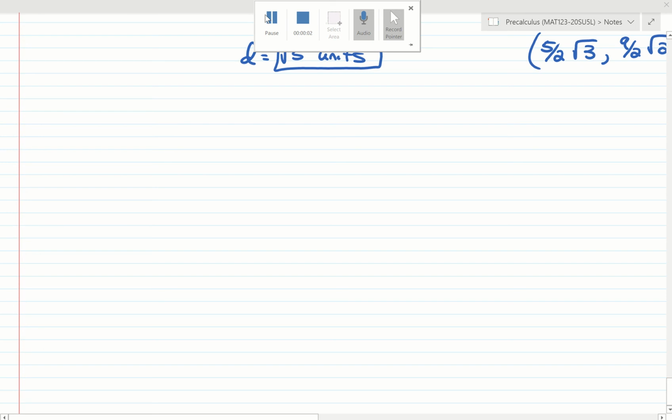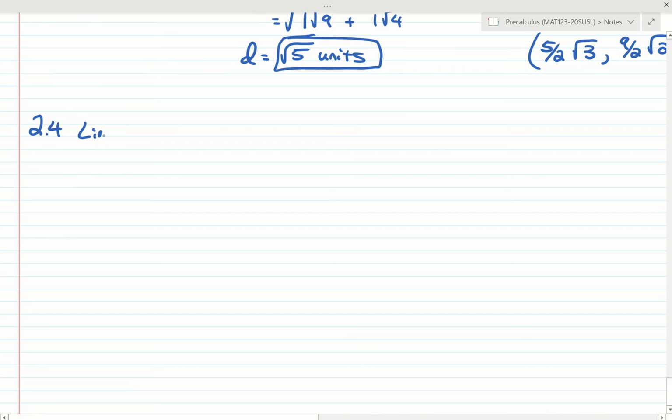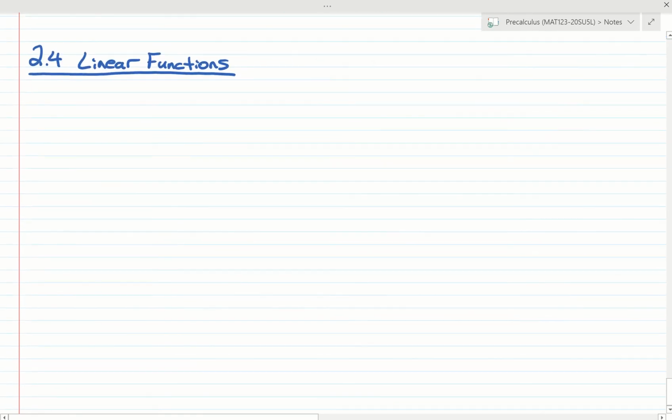In section 2.4, we're going to be learning about linear functions. Now, linear just means line, and function we're going to talk some more about later on in the course, but you could see that line is built into linear. All right, so let's talk about this.